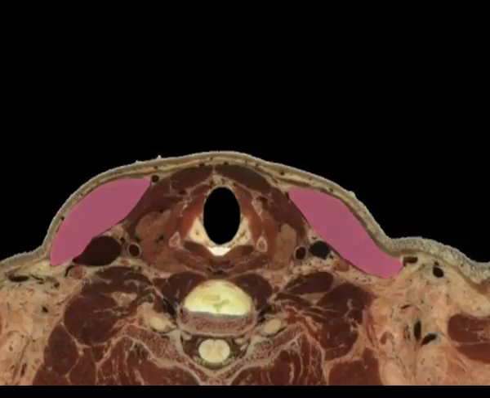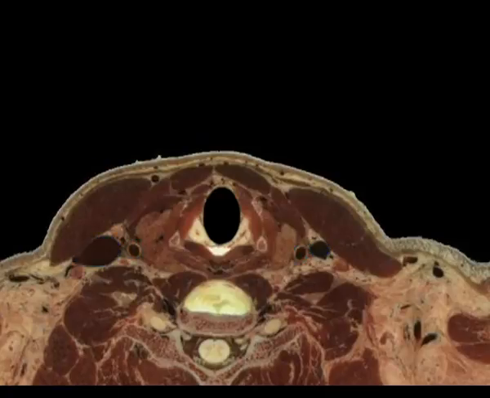The sternocleidomastoid muscle is situated more laterally. The carotid artery and internal jugular vein are seen covered by the belly of the sternocleidomastoid. The vertebral body is seen posterior to the trachea, separated from it by the prevertebral muscles.